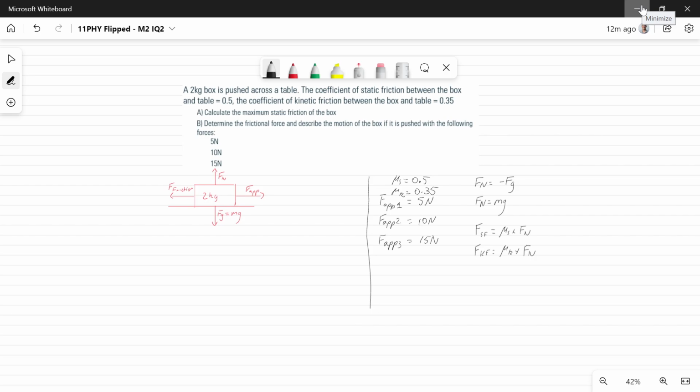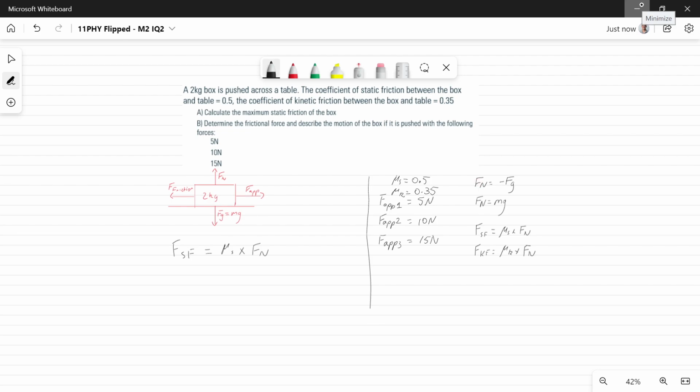So for part A, what we're being asked to calculate is the maximum static friction of the box on the table, which means we need to find Fs. And we've already written up an equation that fits with that. To find the static friction, we need to multiply together the coefficient of static friction by the normal force. Now we've been given the coefficient of static friction, it's 0.5. Fn we don't have yet, however we can calculate it by using mg.